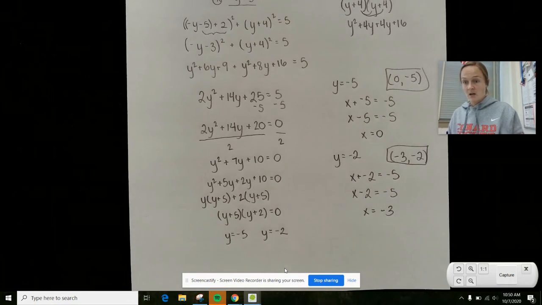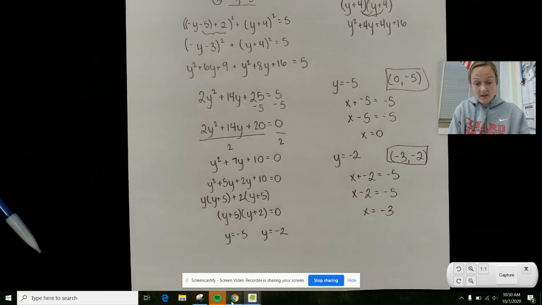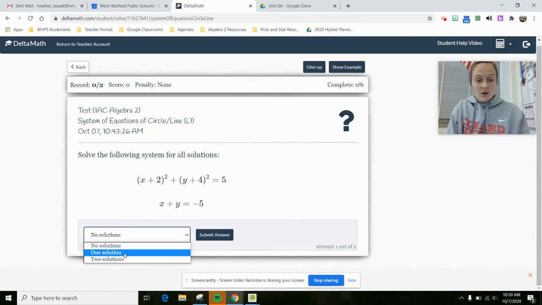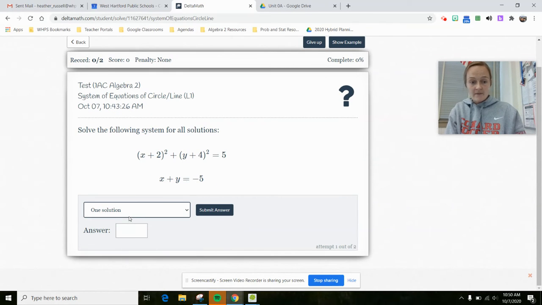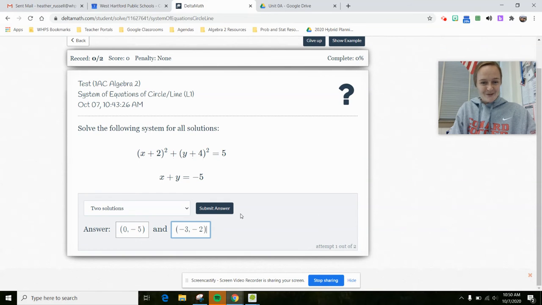There's a lot of work there, not gonna lie. There's only 2 questions that you have to do like this. So I'm gonna go back to Delta Math. I got 2 solutions. If I got no solution, I would just say that. If I got 1 solution, I'd only have 1 coordinate to fill in, but I got 2 solutions. So I write 2 solutions and I plug in my parentheses. So I need parentheses 0, negative 5. And my other one is negative 3, negative 2. And I want to submit answer.